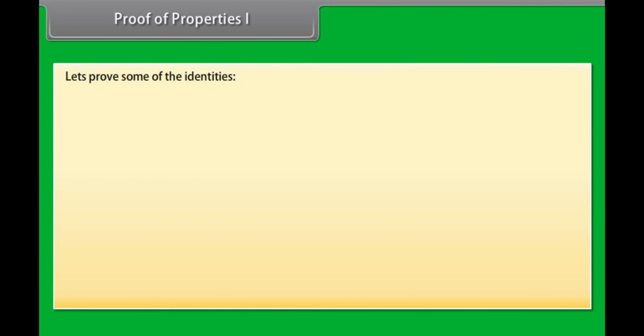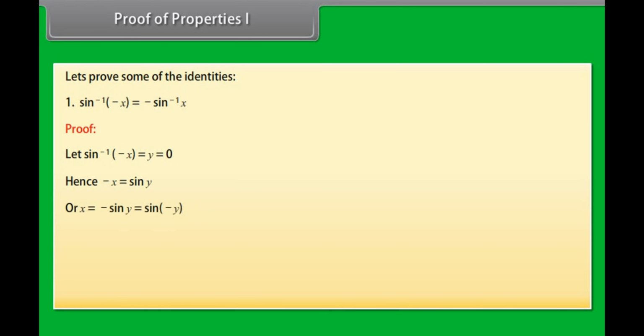Proof of properties 1. Let's prove some of the identities. First, sin inverse minus x is equal to minus sin inverse x. Proof. Let sin inverse minus x be equal to y, where y belongs to the principal range. Hence, minus x is equal to sin y, or x is equal to minus sin y, which is equal to sin minus y. Hence, x is equal to sin minus y. It implies that sin inverse x is equal to minus y, or y is equal to minus sin inverse x.